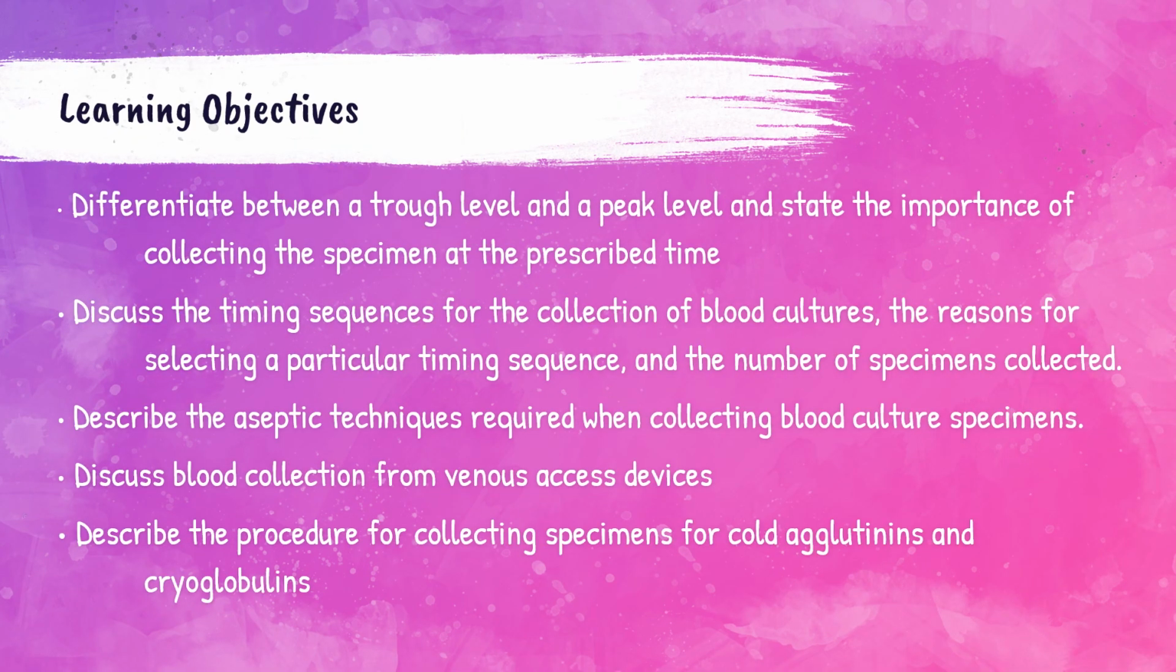You'll be able to differentiate between a trough and peak level and understand the importance of collecting these specimens at the prescribed time. Discuss the timing sequences for blood culture collections. You'll also be able to describe the aseptic technique required when collecting blood culture specimens. Discuss blood collection from venous access devices and describe the procedure for collecting specimens for cold agglutinins and cryoglobulins.